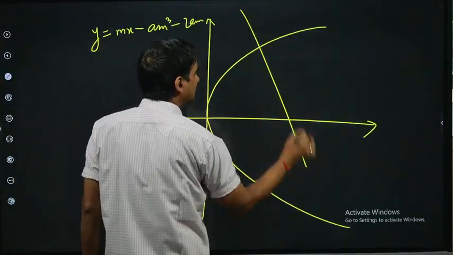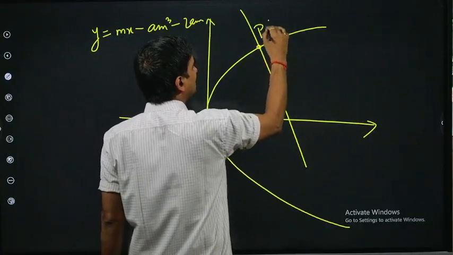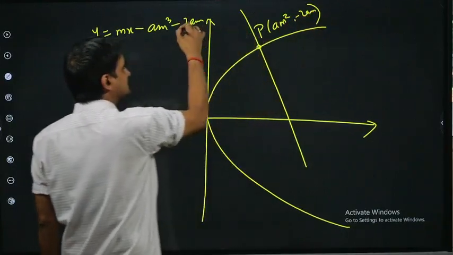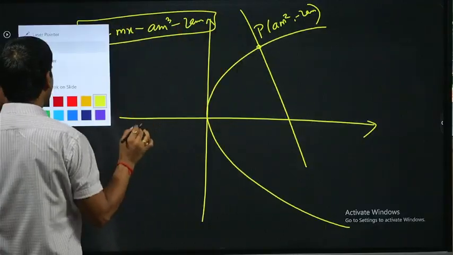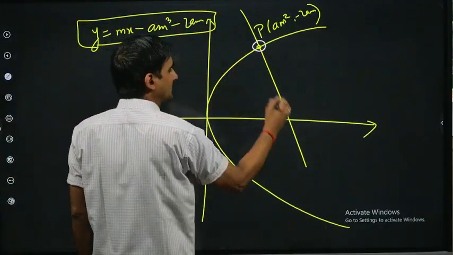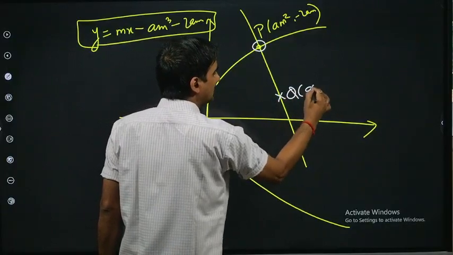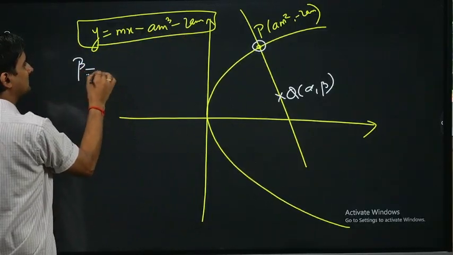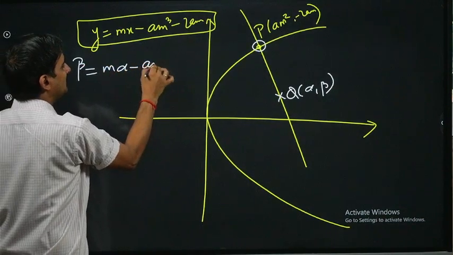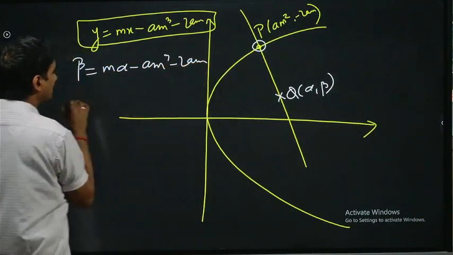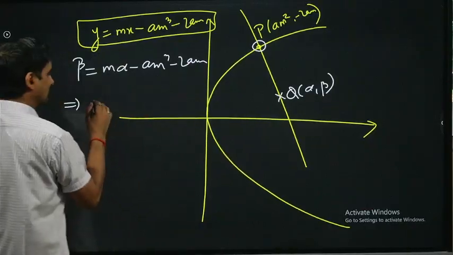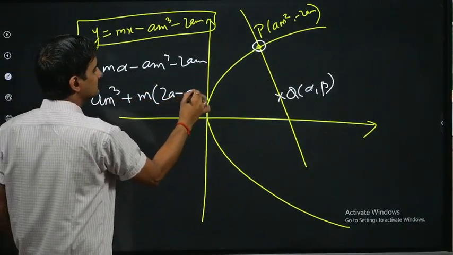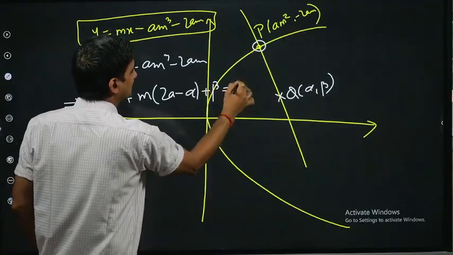Okay, so what we say, that's the equation of the normal to the parabola drawn at the point (am square, minus 2am). If I say it passes through the point (alpha, beta), you substitute this point here, we get beta is equal to m alpha minus am cube minus 2am. Now bring all the terms to the LHS. So what we get is a cubic in terms of m.